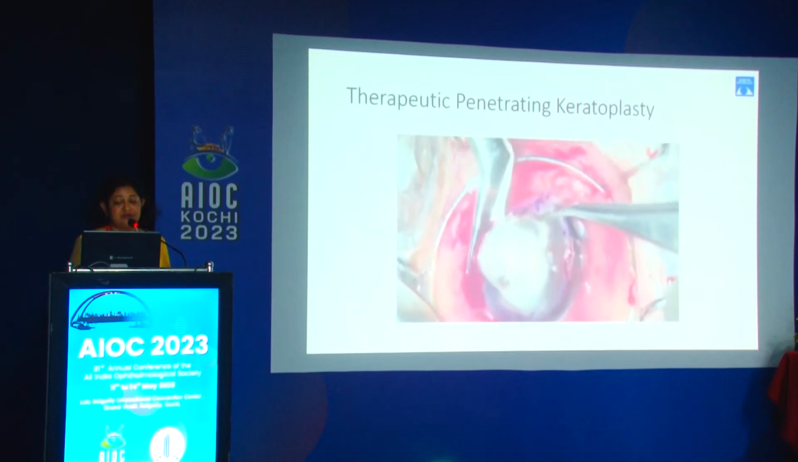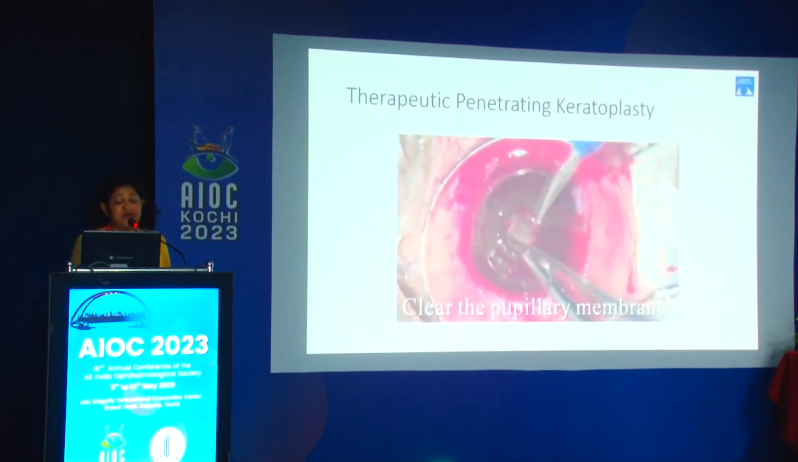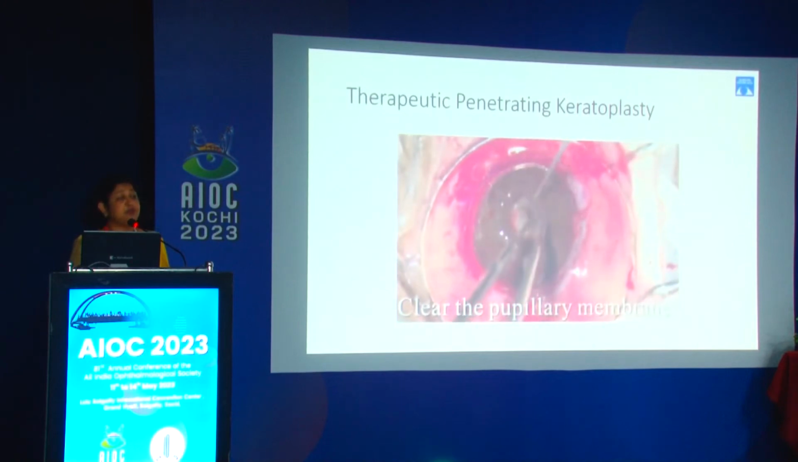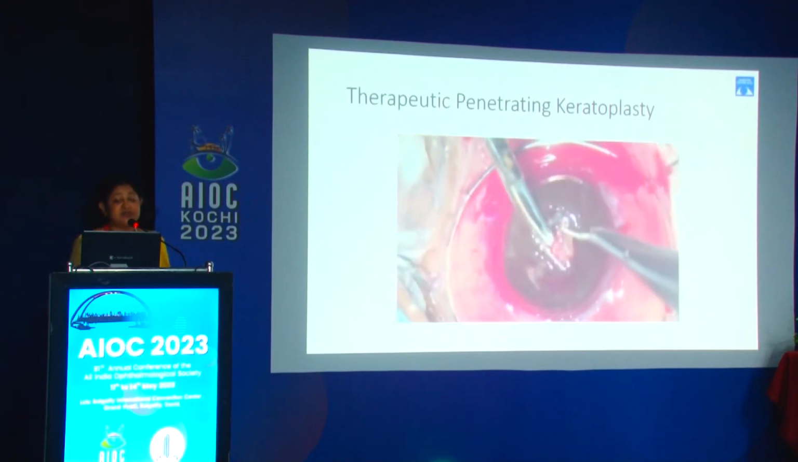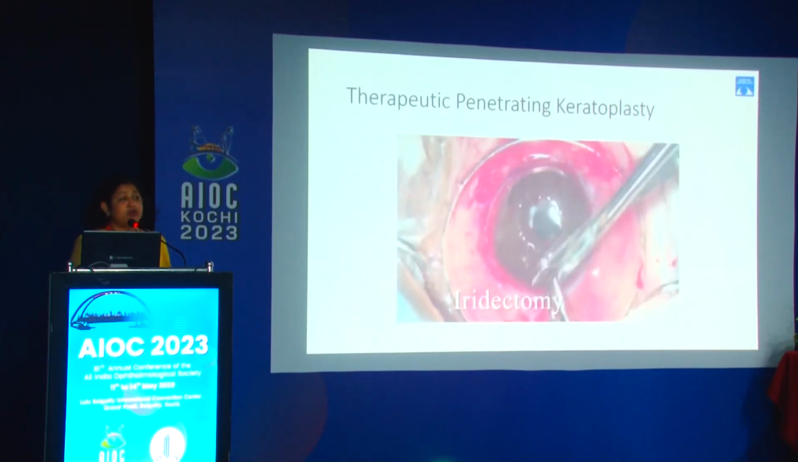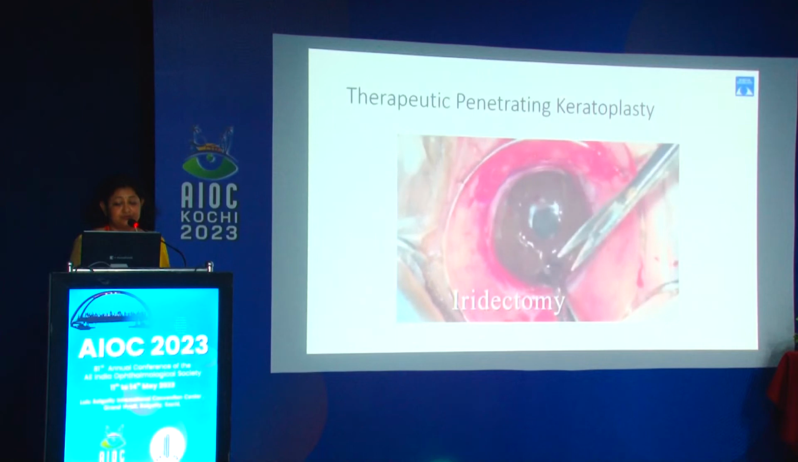Excise the host button. Very careful peeling of the pupillary membrane so that we don't open up the anterior capsule. This is really important. You need to remove this, otherwise the patient will end up with a pupillary block glaucoma. A good large iridectomy, 1 or 2.